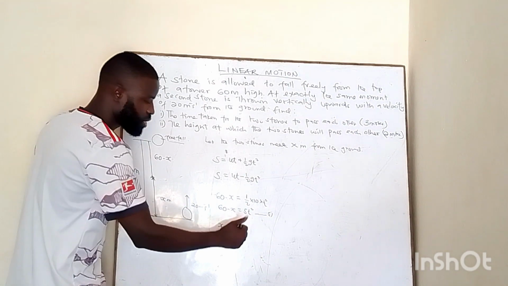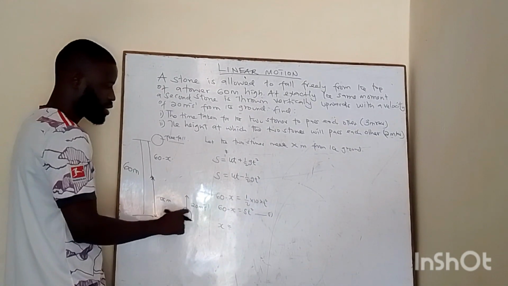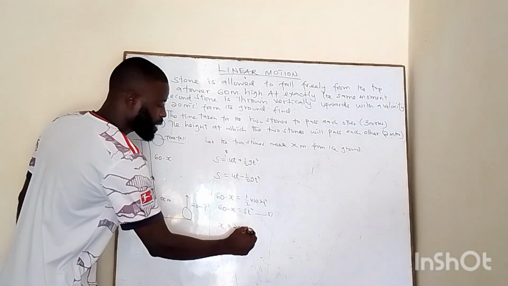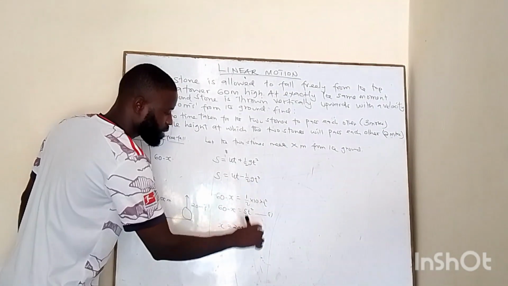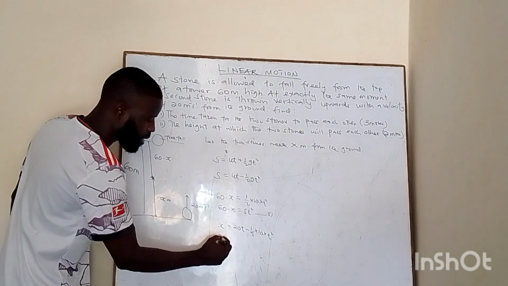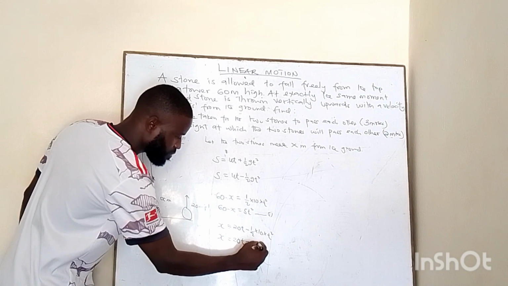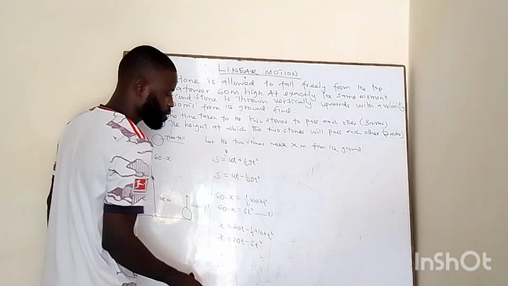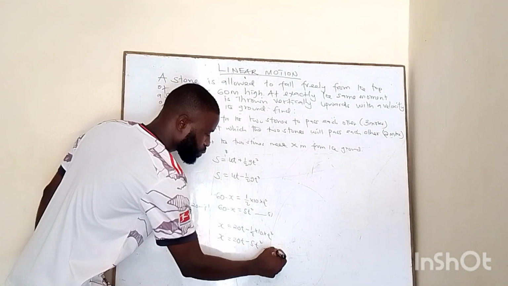So x is equals to ut. Our u here is the initial velocity, which is 20. So I'll have 20t, then minus a half times 10, the g takes 10, and then times t squared. So at that particular point, we have x is equals to 20t minus 5t squared. When you multiply 10 by half, you get 5. Then 5 times t squared is 5t squared. This one becomes equation 2.